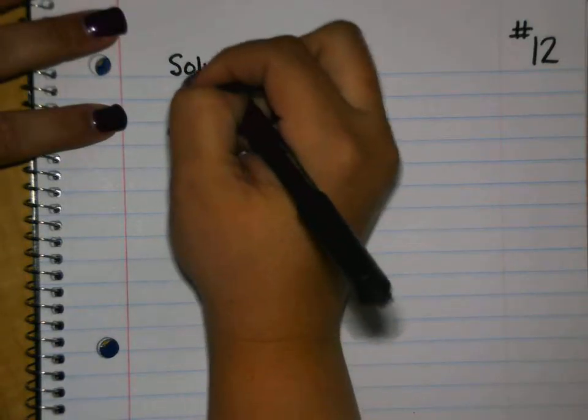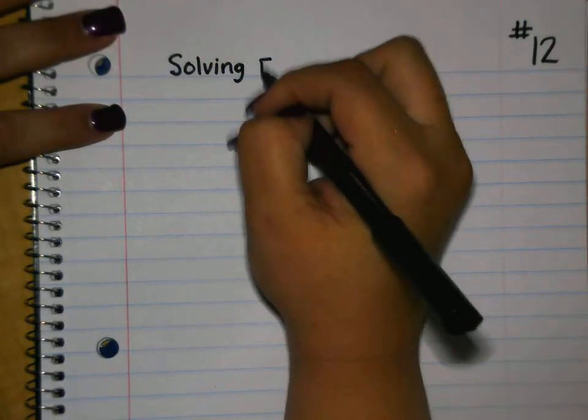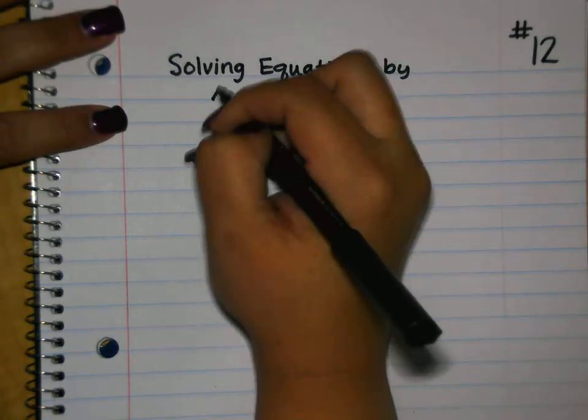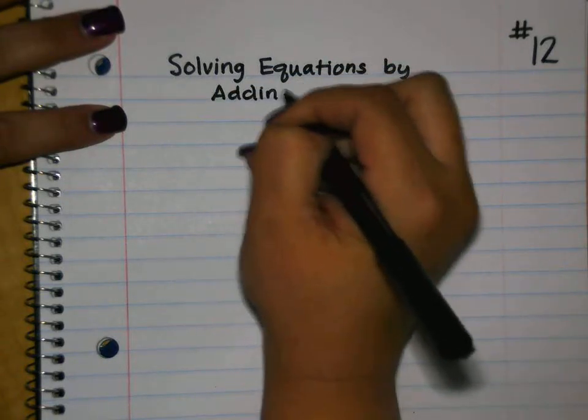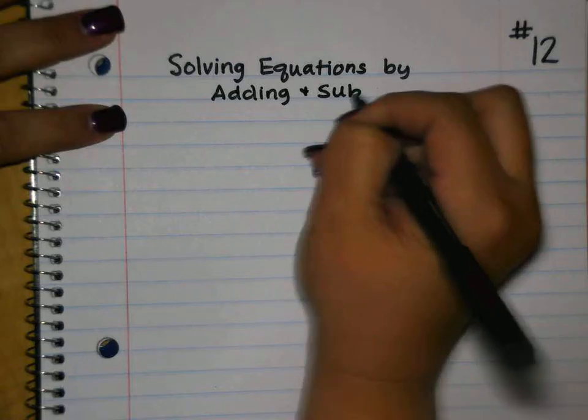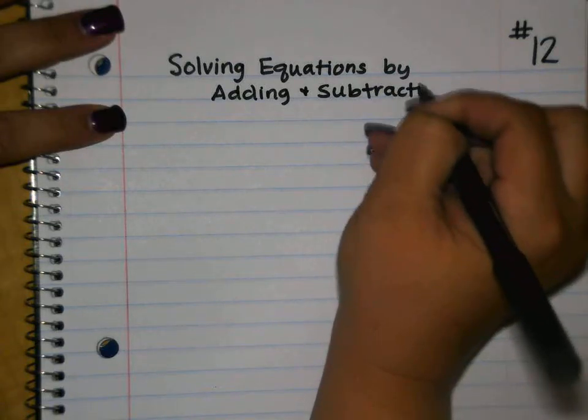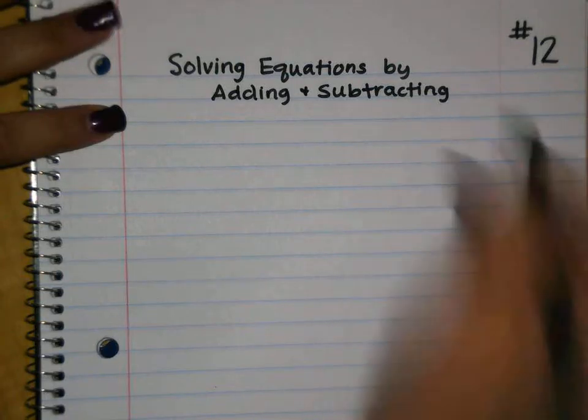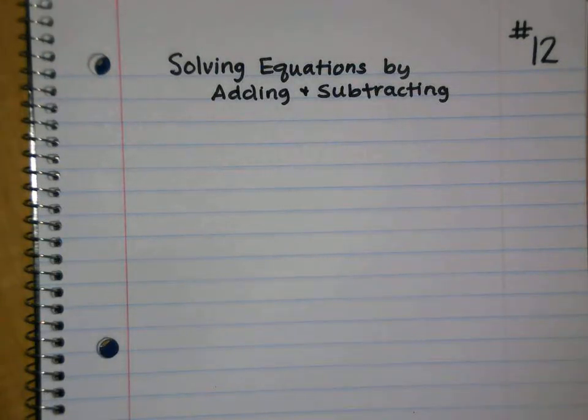This is going to be on solving equations by adding and subtracting. These are going to be one-step equations. So when we are solving these equations, we're just going to be using one step to solve an equation. Remember, the difference between an equation and an expression is that an expression does not have an equal sign, and an equation does have an equal sign, and we're solving for a variable.